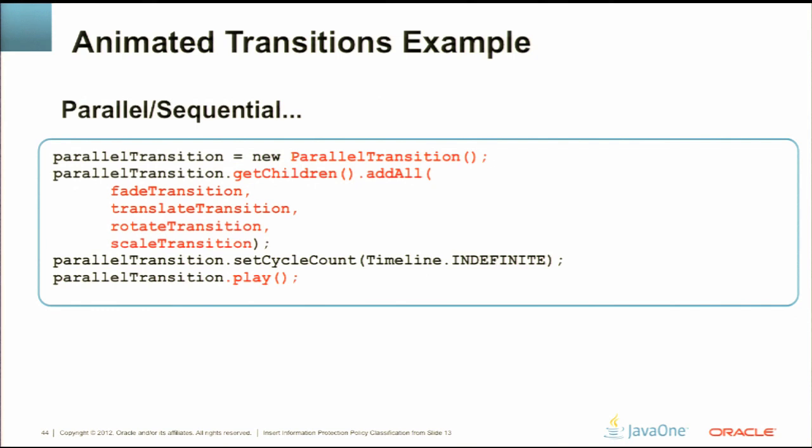Just a simple example here of how we can use a parallel transition. What we want to do is we want to have a number of transitions happen on the same node. In this case, I want to be able to fade, translate, rotate, and scale. Probably a little bit over the top on a particular component, but it's an example. So we have 4 different transitions that are going to happen on the same node. And what we do here is we say, okay, create a parallel transition with all of those transitions involved in it, and it will run all of them at the same time. Again, you don't have to create all the timelines, you don't have to deal with all the complexities of that. It happens automatically underneath. And then again, you can set the cycle count, and then you just play that parallel transition.